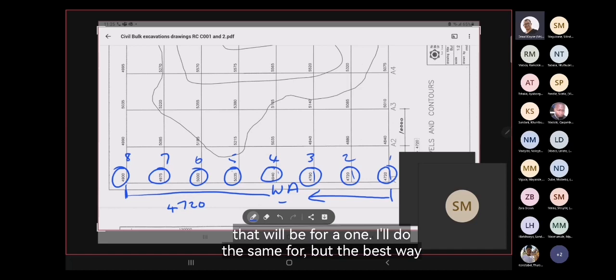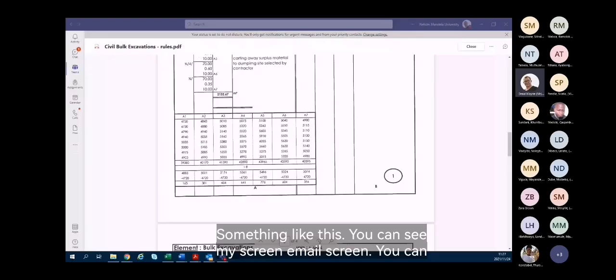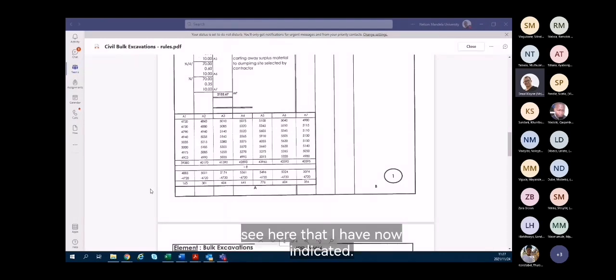That will be for A1. I'll do the same for the others, but the best way in which to do this would in all probability be to do it something like this. You can see my screen.